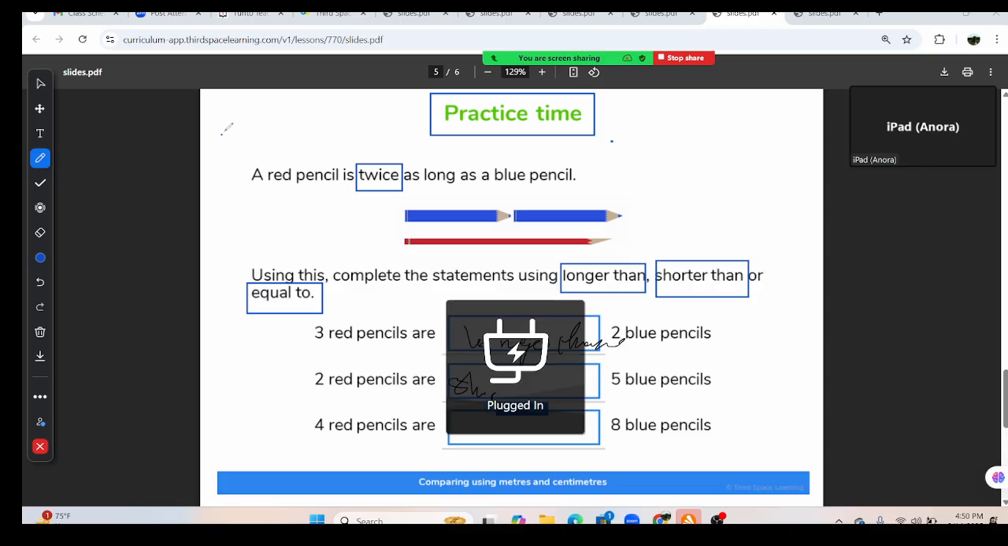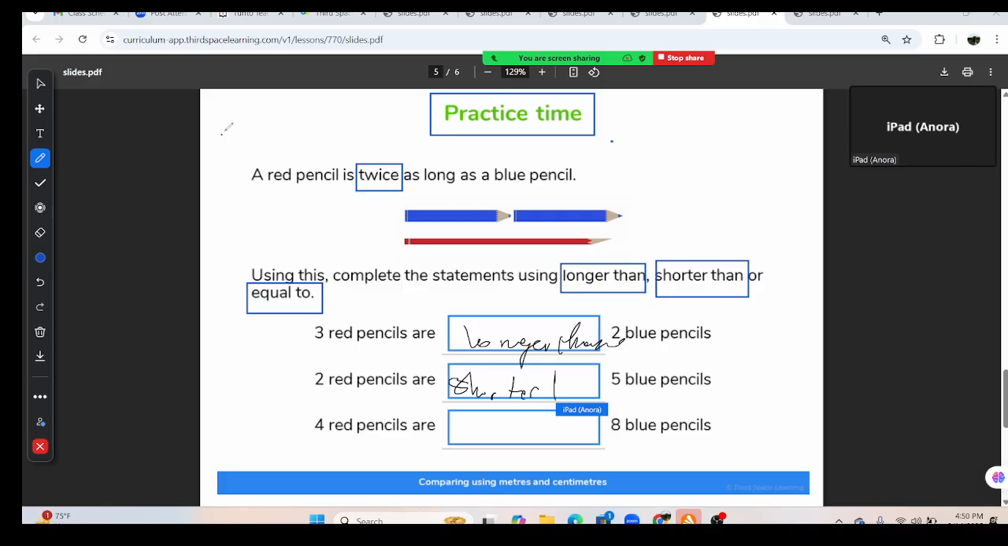Very good. Correct. So you are saying 8 blue pencils are more than 4 red. No, I'm still writing. I accidentally hit it.